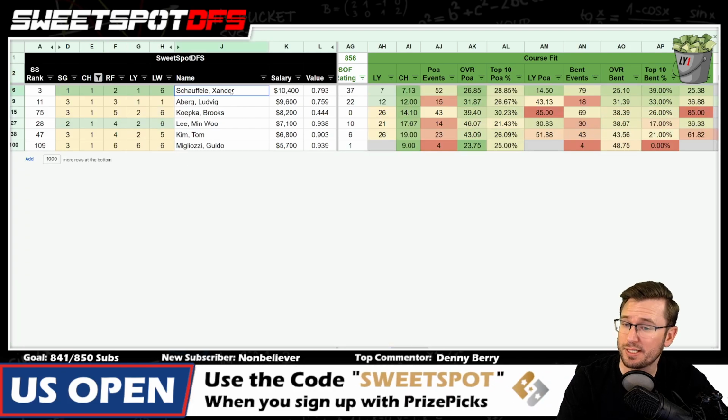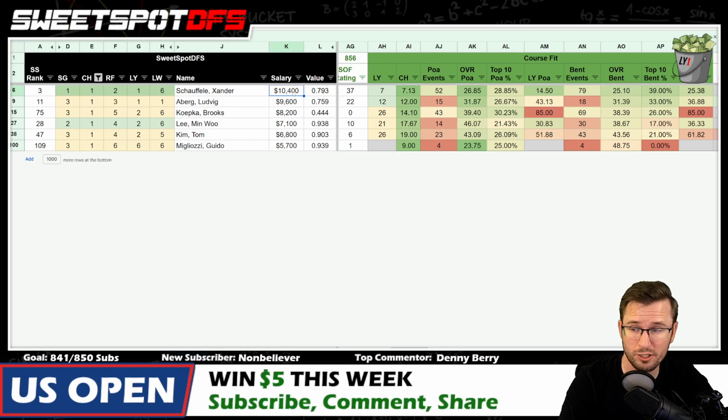Xander Schauffele's in that bucket. He has an average finishing position at the US Open of 7.13. That's not good enough to get it done to play him at 10,400, especially when the other golfers priced around him could win the event. You might be able to pair them up together, actually.